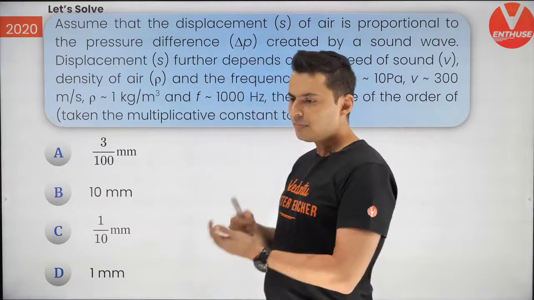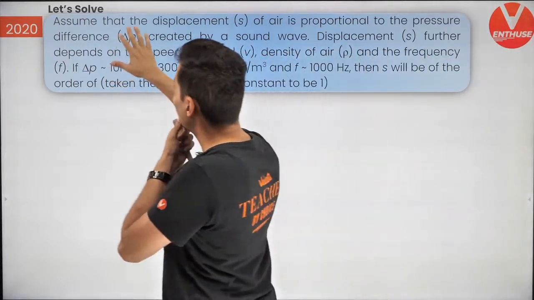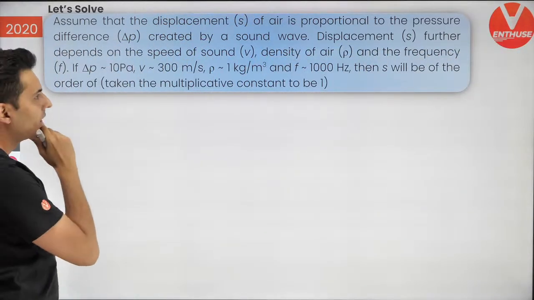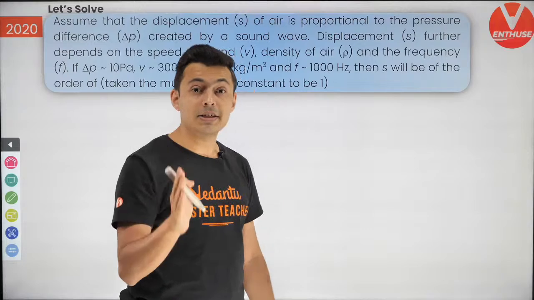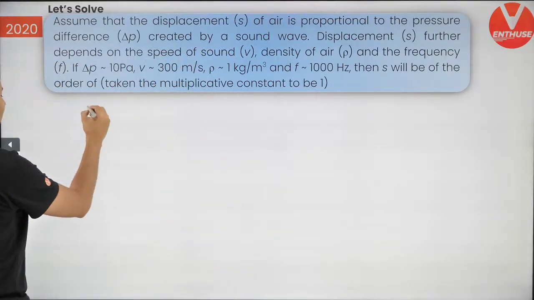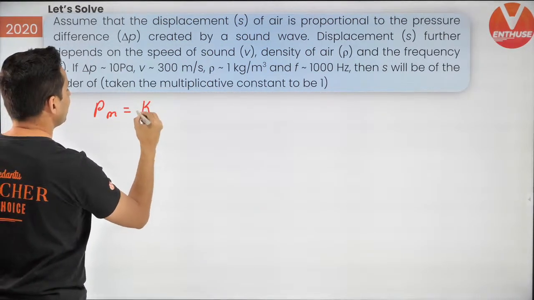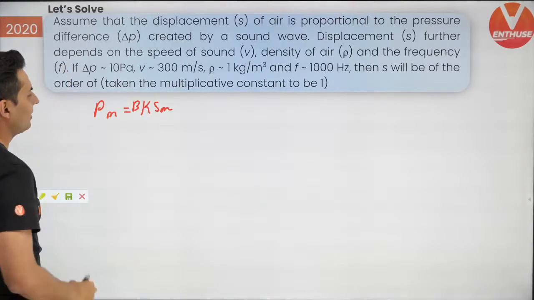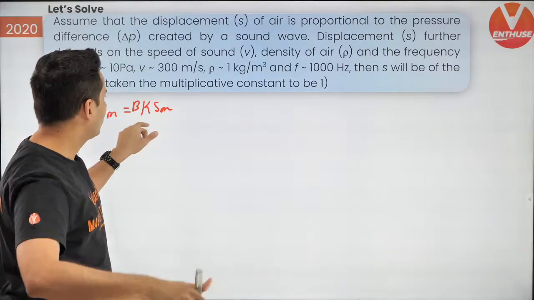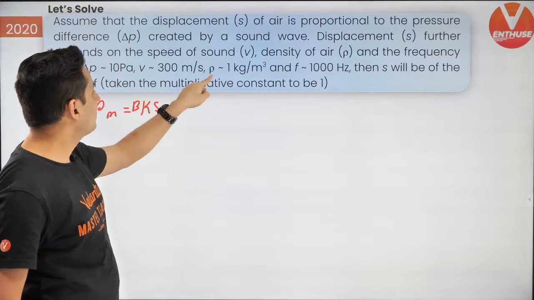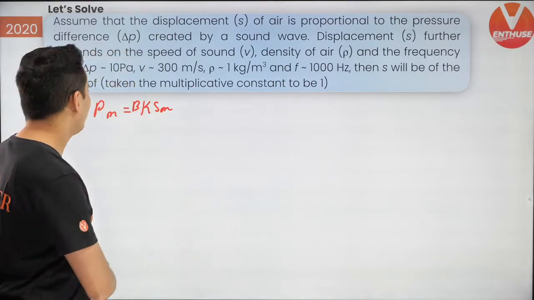Yes, cool. So now let's see how to solve this problem. Remember, I just told you the relationship between pressure and displacement some time back, and that was P_m equals B k s_m. Now, is bulk modulus given? No. What else is given? Pressure is given, density is given, frequency is given. So I need to somehow get density and frequency. Let's see how we do that.